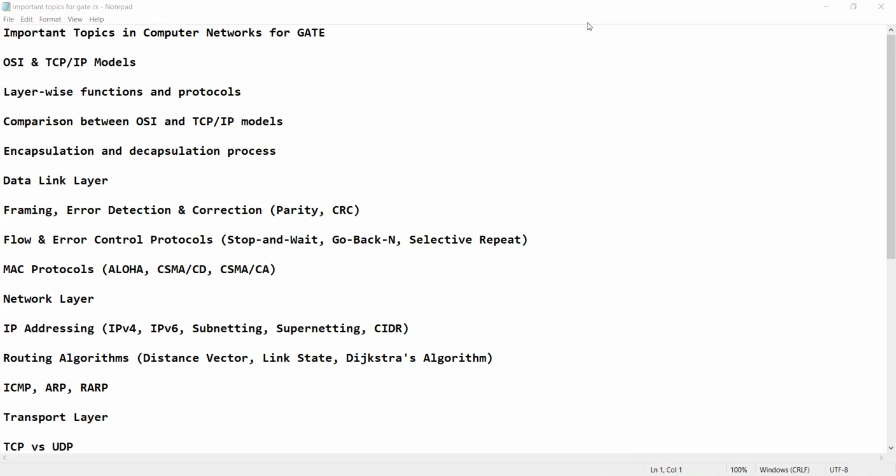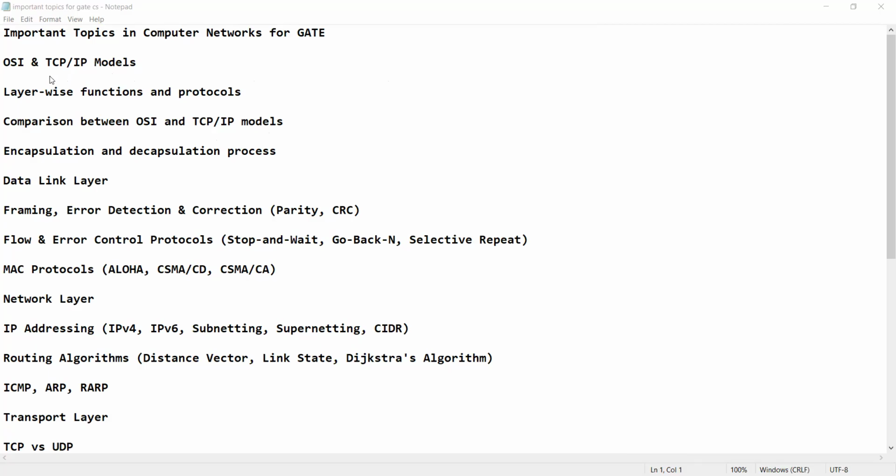So now I will tell you some important topics coming to GATE for each subject, so that if you go through those concepts, you can score maximum marks in the GATE exam. In this video, I will discuss some important topics in computer networks. These are the important topics required for GATE in computer networks. You can go through these important topics. Now, let us see what those topics are.